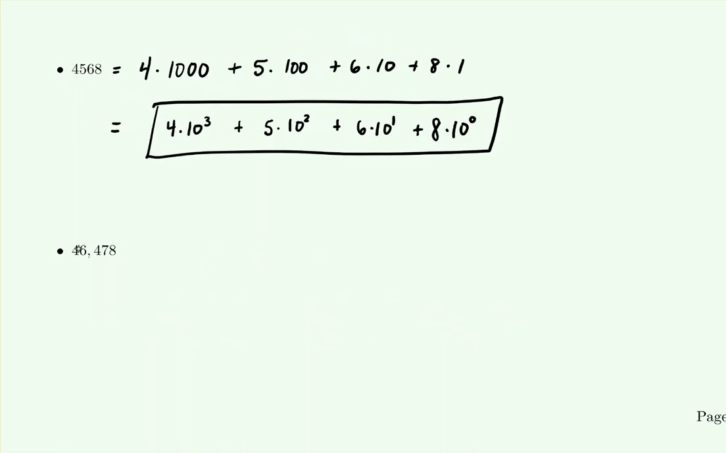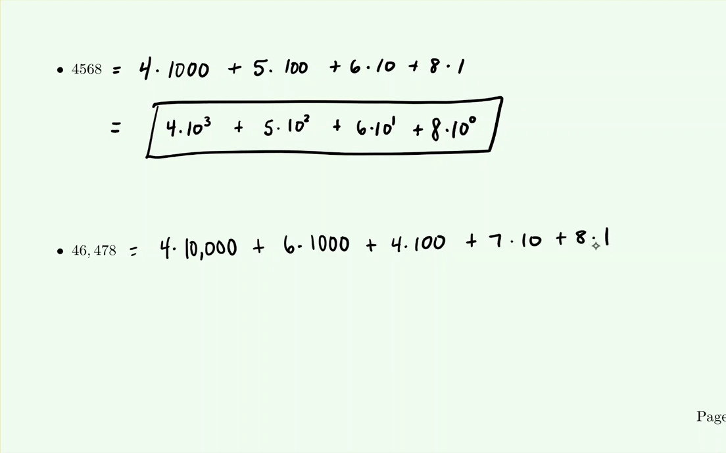In this next example, we would express this as 46,478. So we might first write it as 4 times 10,000. That gets us to the 40,000. And then we have a 6,478 that we're adding to 40,000, so that would be 6 times 1,000 plus 4 times 100 plus 7 times 10 plus 8 times 1.